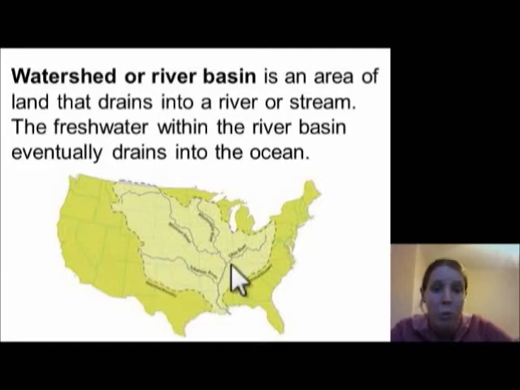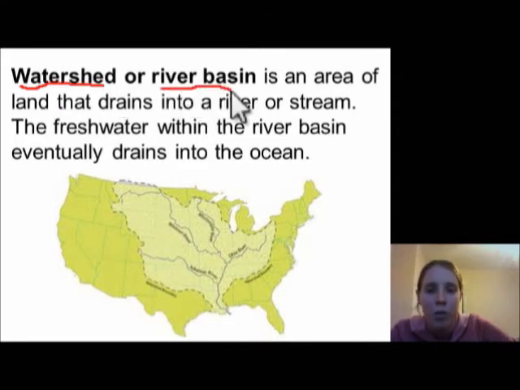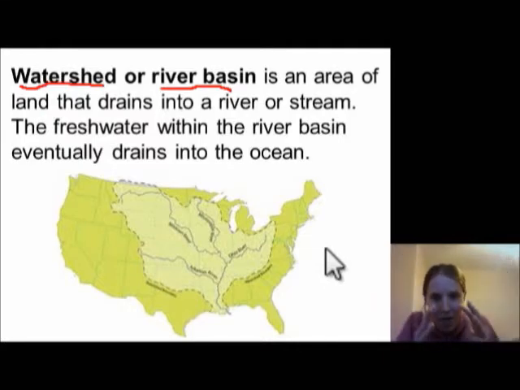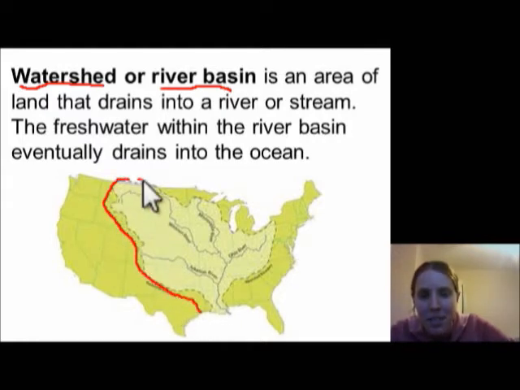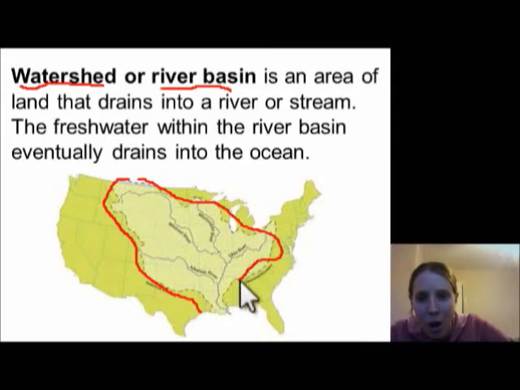One vocabulary word we can use to describe the distribution of surface water is a watershed or river basin. A watershed or river basin is an area of land where all the water in that land ultimately ends up in the exact same place. And we can talk about little watersheds like the Bowlin Creek watershed, or we can talk about really big watersheds like the watershed of the Gulf of Mexico, which is kind of what we see here. All of this water that falls in this outlined area ultimately ends up in the Mississippi River and all comes down here to the same point in the Gulf of Mexico.